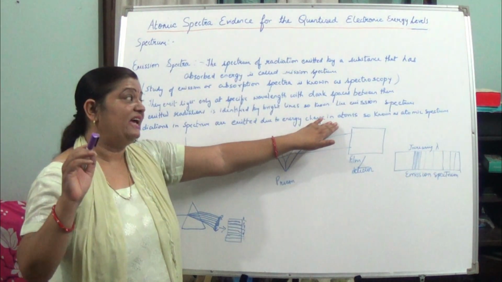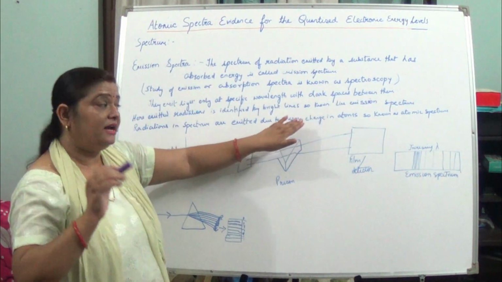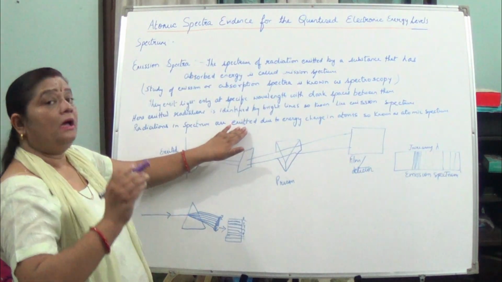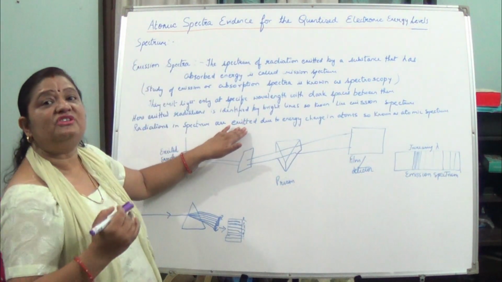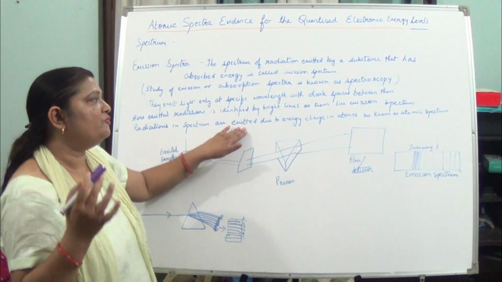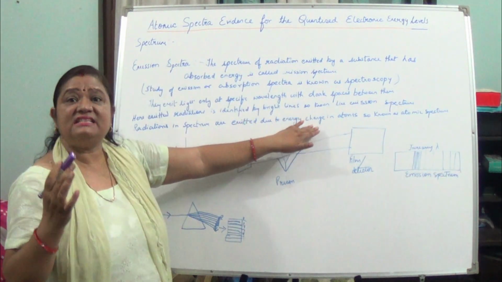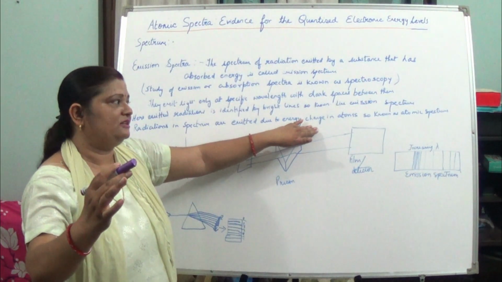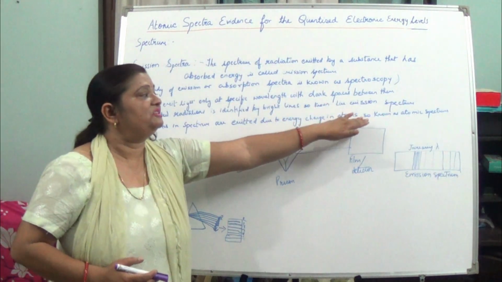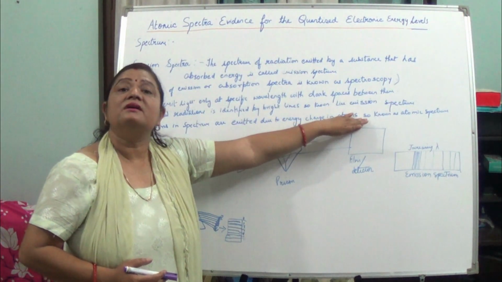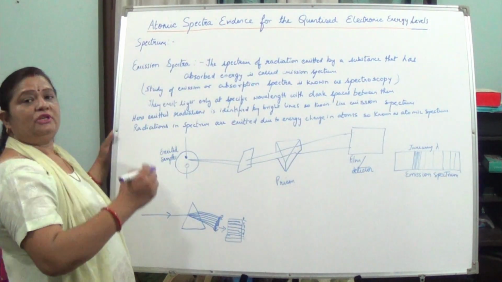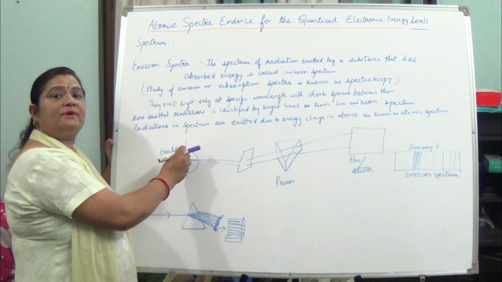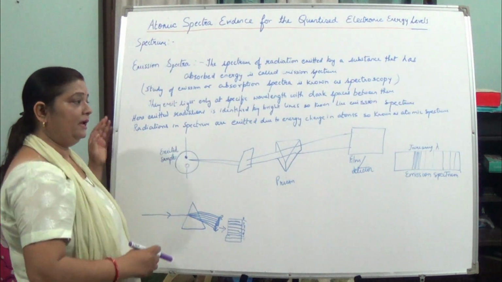Next, radiations in the spectrum are emitted due to the energy changes in the atom, and so it is known as atomic spectrum. Here you can see, when the radiations are emitted, they are of different wavelength, having different energy, and as a result it is representing that atom only, and so it is known as atomic spectrum.